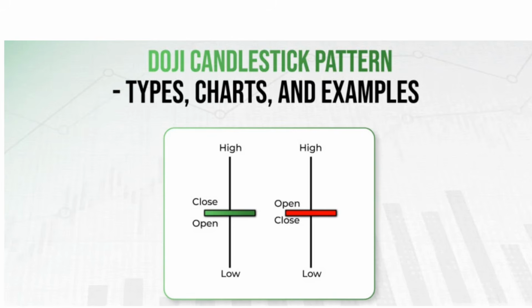What does it mean? Buyers and sellers are perfectly balanced. Neither side is winning. After a strong trend, this indecision often signals the trend is about to reverse. The next candle's direction determines the action. What is the trading signal? Neutral signal. Wait for the next candle.